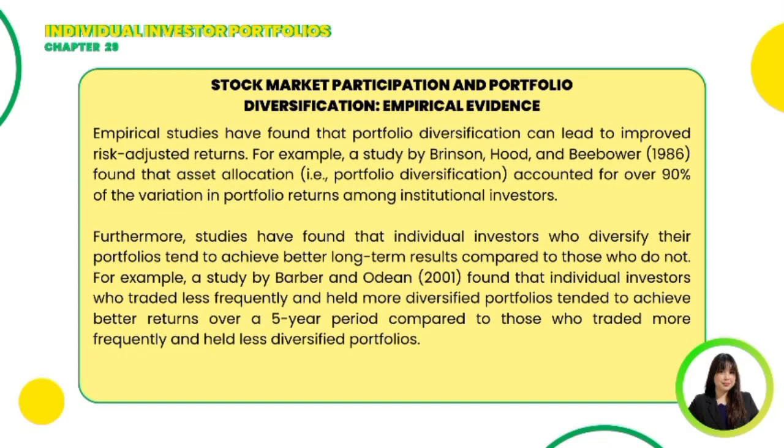For example, a study by Brinson, Hood, and Beebower 1986 found that asset allocation, for example portfolio diversification, accounted for over 90% of the variation in portfolio returns among institutional investors. Furthermore, studies have found that individual investors who diversify their portfolios tend to achieve better long-term results compared to those who do not. Another example is a study by Barber and Odean 2001, which found that individual investors who traded less frequently and held more diversified portfolios tended to achieve better returns over a 5-year period compared to those who traded more frequently and held less diversified portfolios.